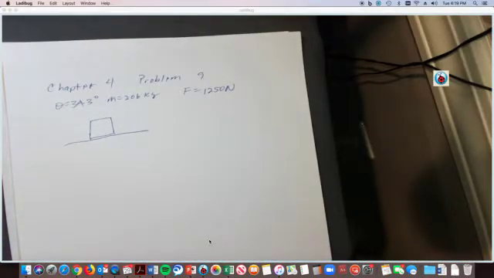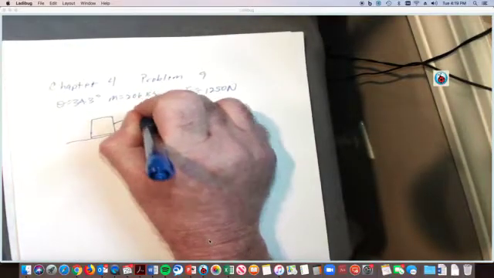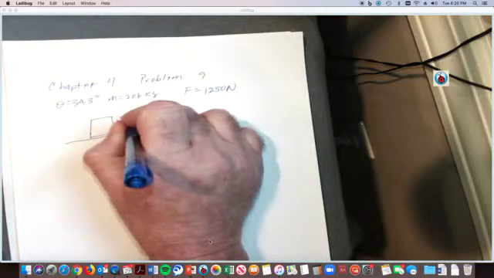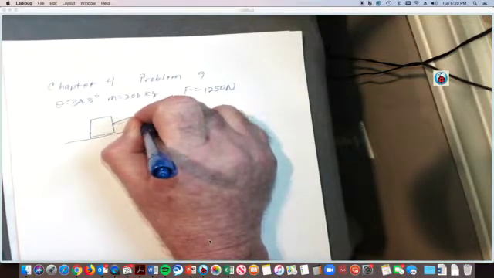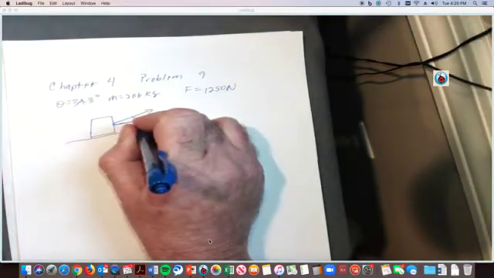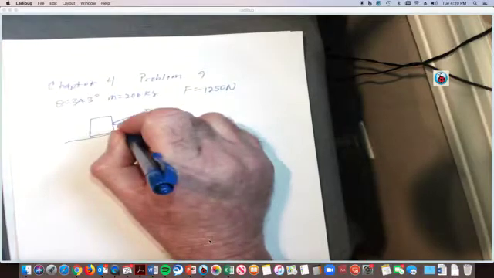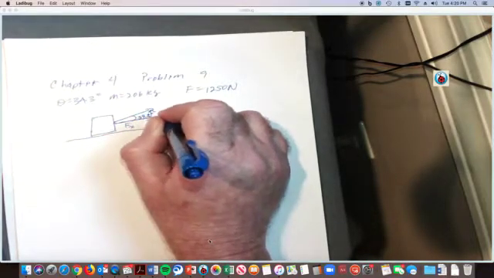All right, so here's the deal. It's getting pulled up this way at an angle of 34.3 degrees. Okay? Now we're going to break that down into its components. It's got a force going this way, that's the F of x, and it's got a force in the y direction going this way.